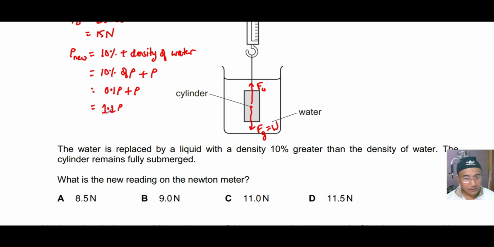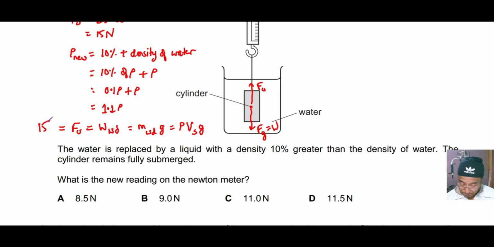The cylinder remains fully submerged. What is the new reading on the Newton meter? So we have to find the new reading. So now what happens here is the force of upthrust is equal to the weight of water displaced. The initial force of upthrust is equal to mass of water displaced into g, and that's equal to rho of water, volume of that solid, into g. So the initial upthrust is equal to this much, and this is equal to 15 Newton. This is the initial upthrust.